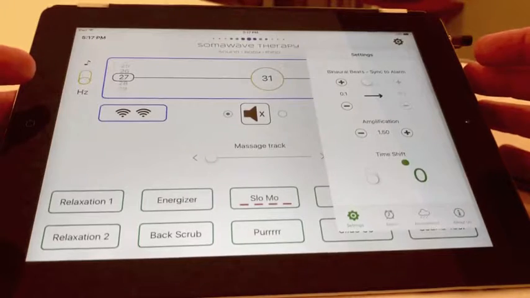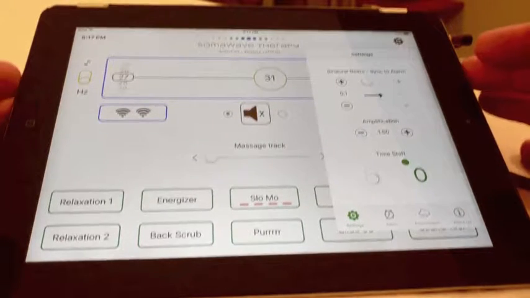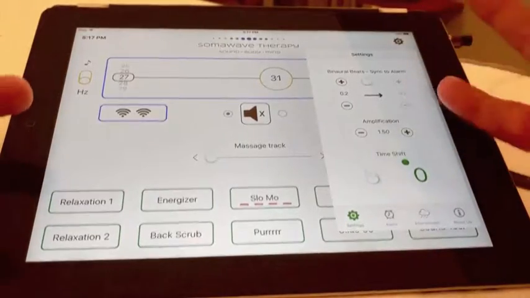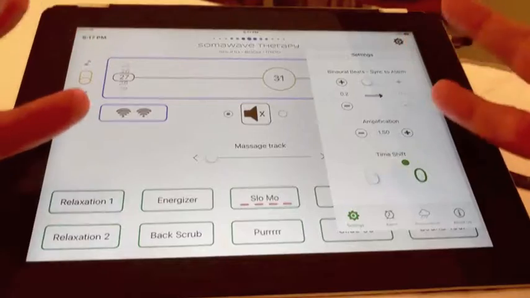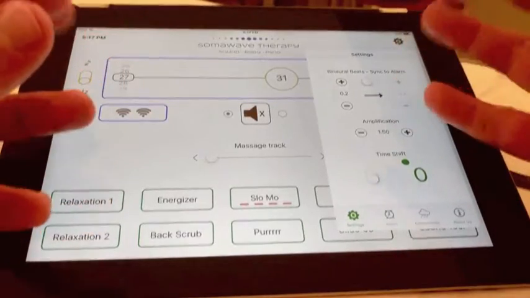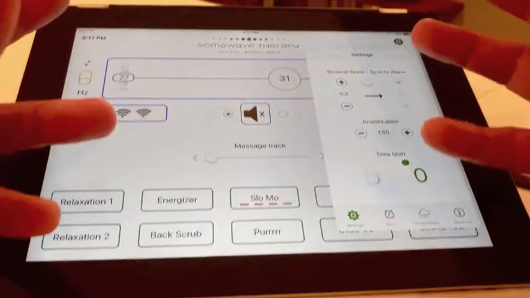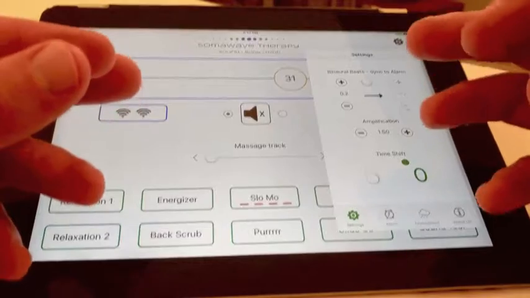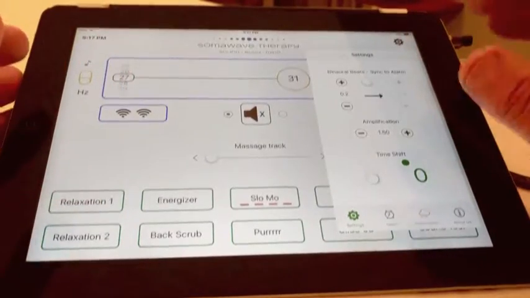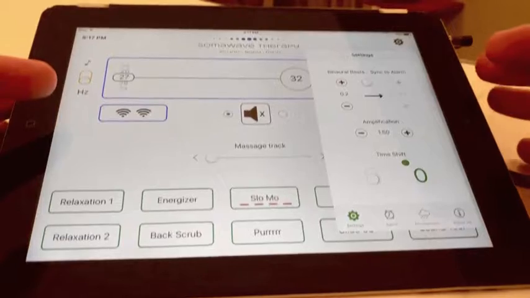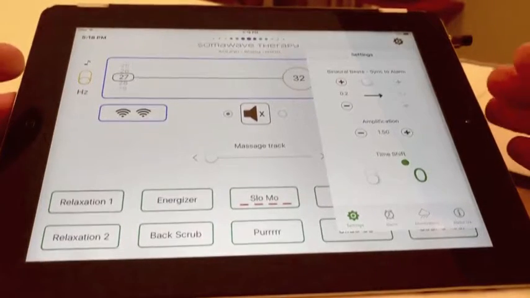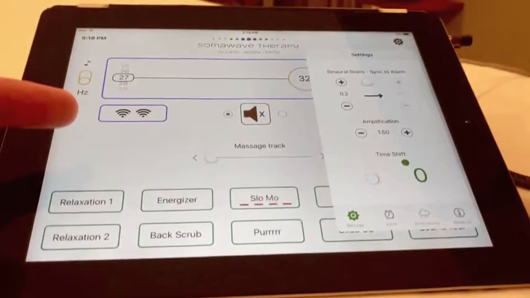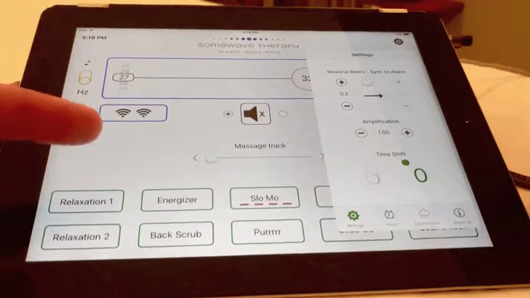It's so slow that it may be lost on your client. You might need to bump it up to 0.2. It's still nice and slow, but faster than 0.1. So you have to experiment with 0.1, 0.2 to see if you can feel that wave. Again, the more sensitive the individual, focusing in on your body sensations, you can feel that slow wave.